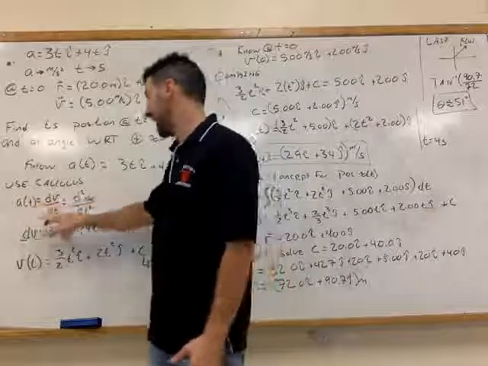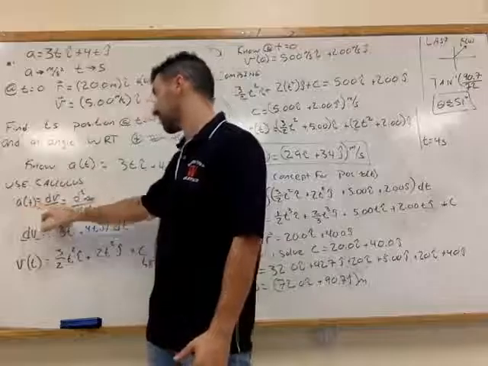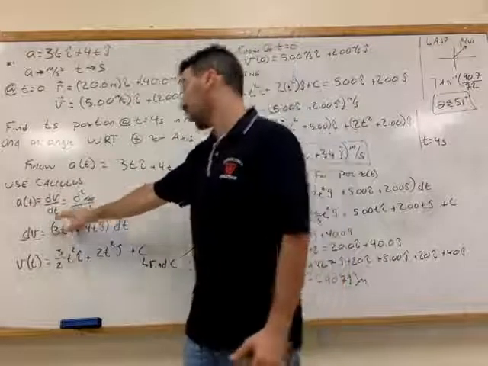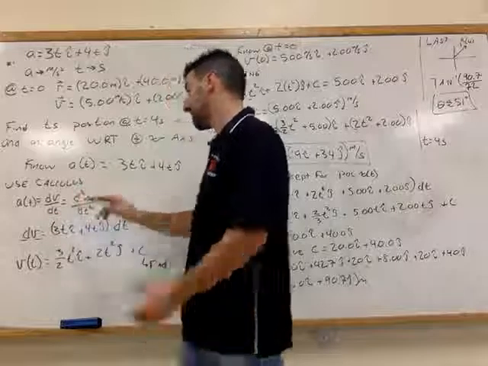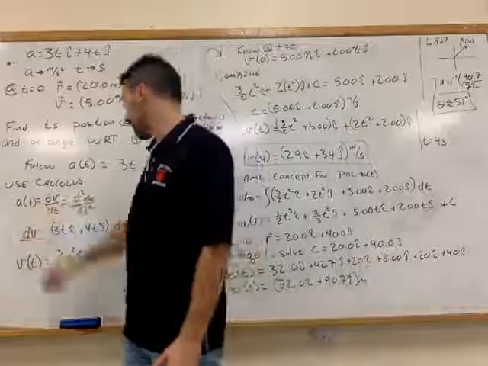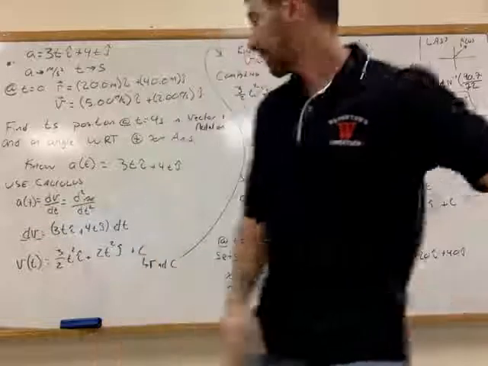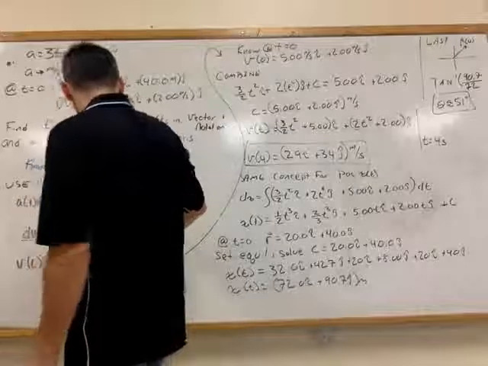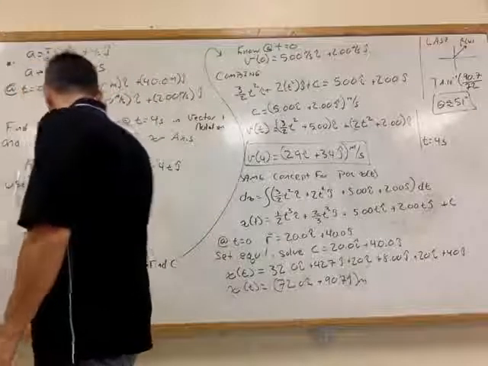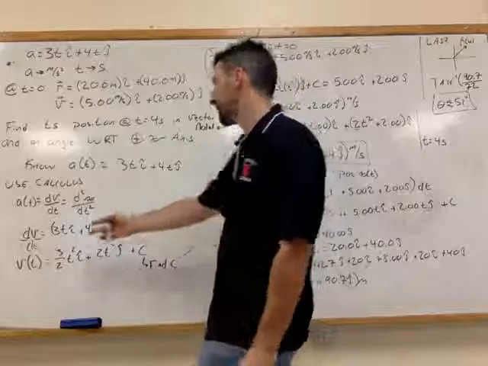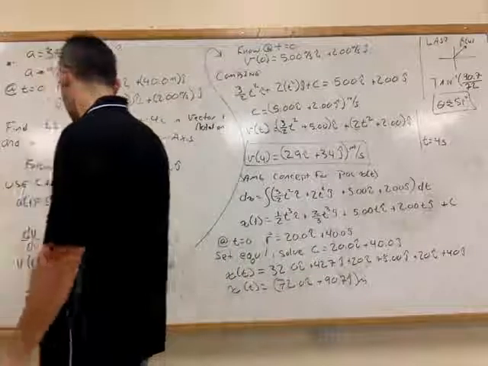I can take an antiderivative of acceleration with respect to time to get velocity, and I can take one more antiderivative of velocity to get my position equation. So that's what we're doing first. I know my change in velocity with respect to time, that's just my little trick here, is equal to 3t i plus 4t j. This is another form of my acceleration.